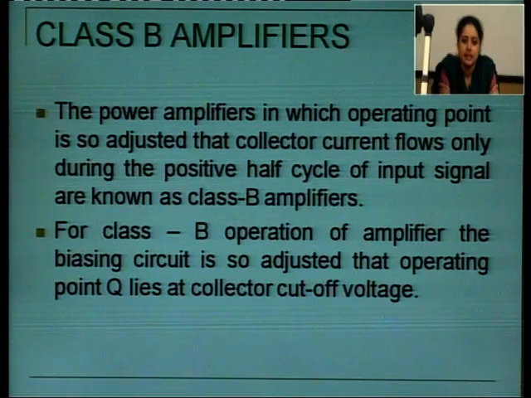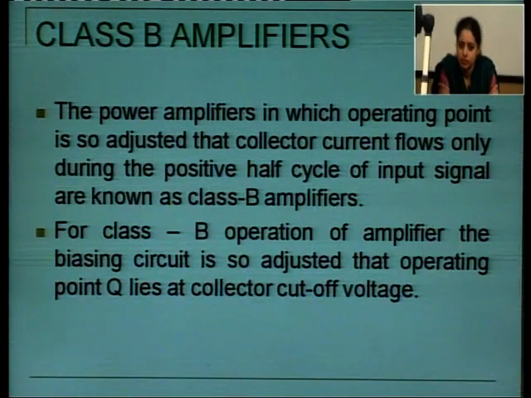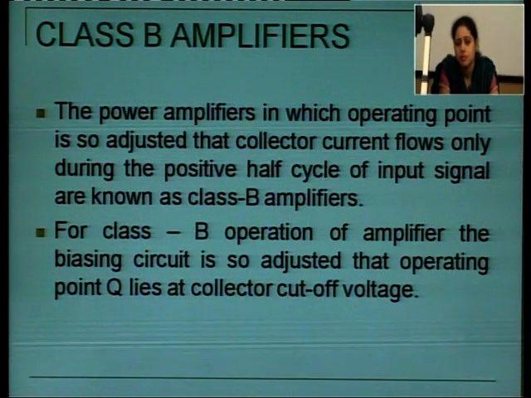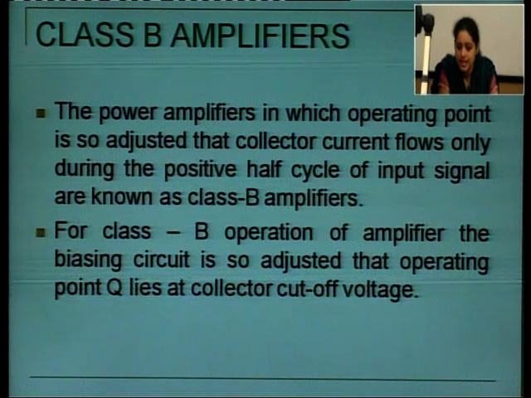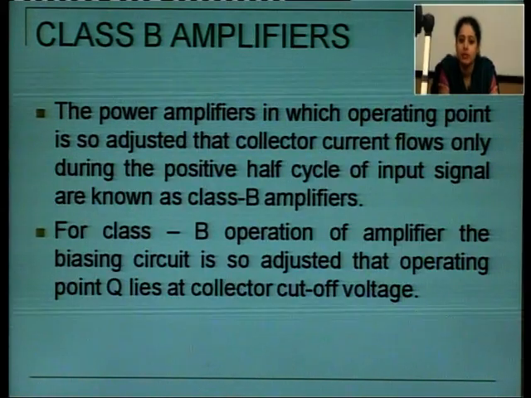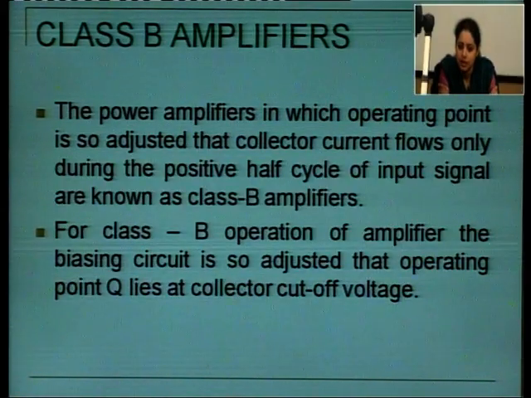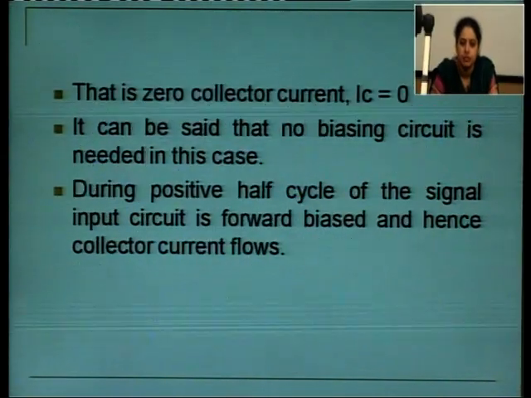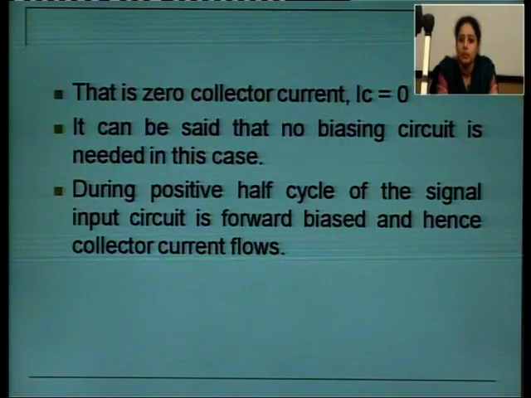Here again, two changes are there. First, the current is present only for the positive half cycle. In the class A amplifier it was present for the full cycle. Second is the Q. In the class A amplifier, the Q, that is the operating point, was located in the middle of the load line. Here it lies at the collector cutoff voltage, that is zero collector current.